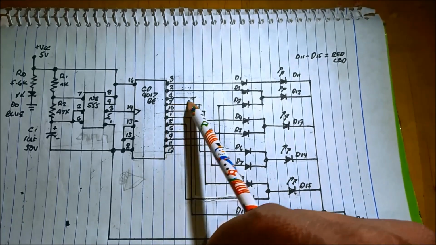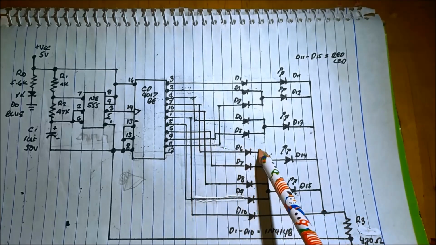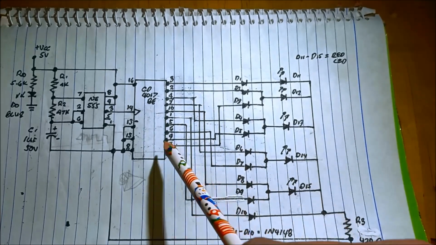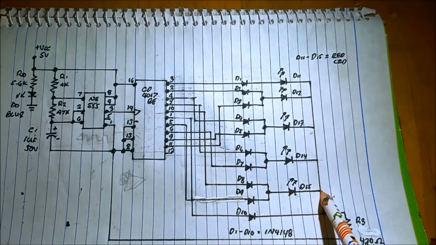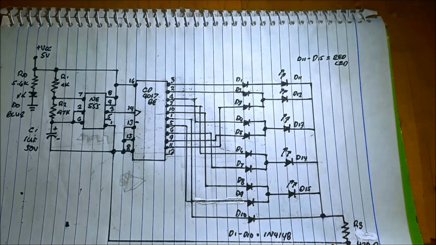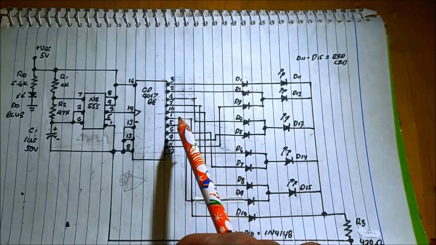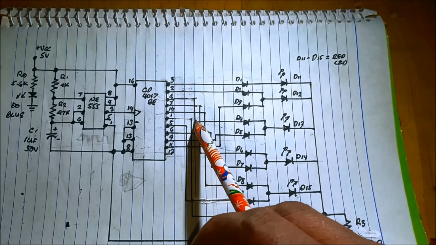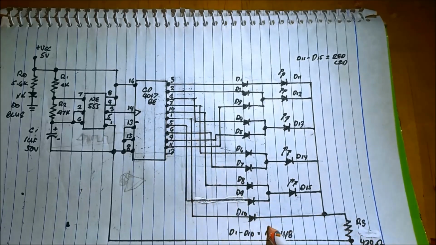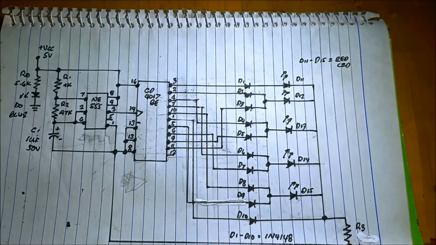Pin number 7 to D6 to D14 to the ground. Pin number 10, then D8, D15 to the ground. Then again, pin number 1 to the D10 to the R3 to the ground.